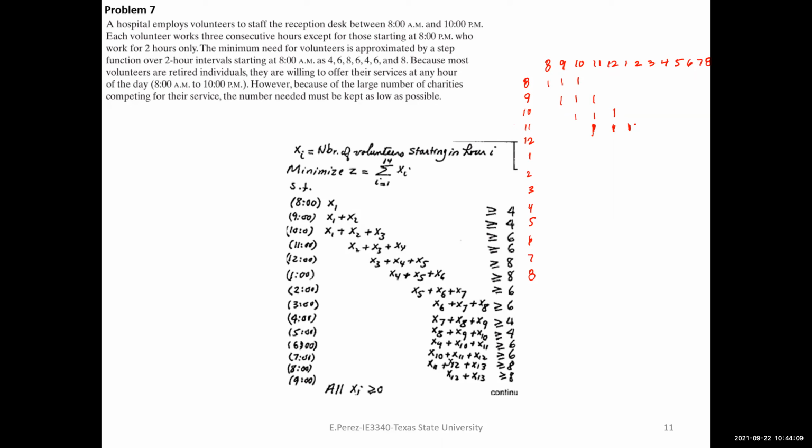And then to formulate the constraints, you start looking at the columns. For example, at 8 a.m., you only have the people who started at 8, so X1 will be by itself. And then on the second hour, you have these two, so X1 plus X2 will be greater than or equal to that number, and so on. Creating this chart is what's going to help you come up with the constraints.